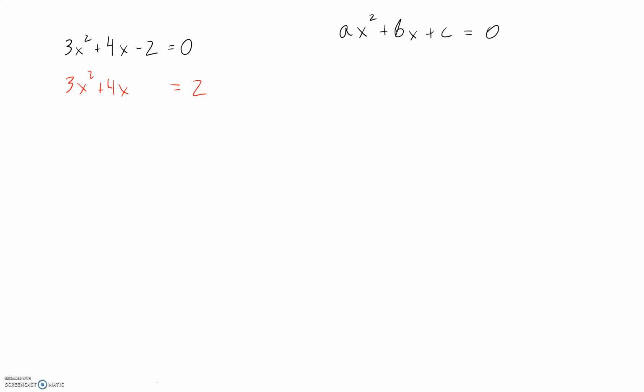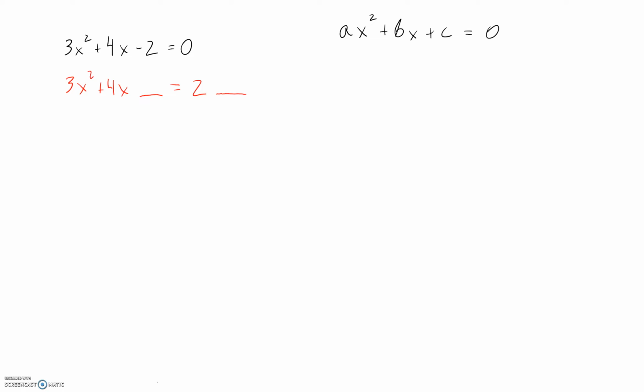So it becomes a positive 2, but I'm also going to leave a blank where that 2 was. And I'm going to put a blank beside the 2 on the other side too, because to complete the square, I'm going to eventually add something to both of those sides to make it a perfect square binomial that I can factor. So on the other side, I'm going to do the same thing.